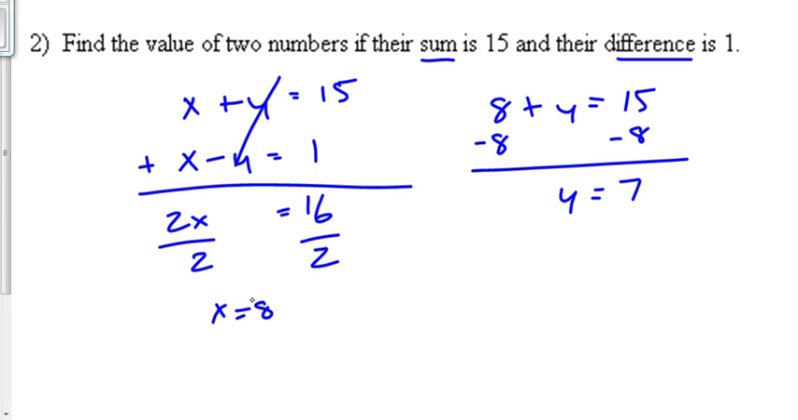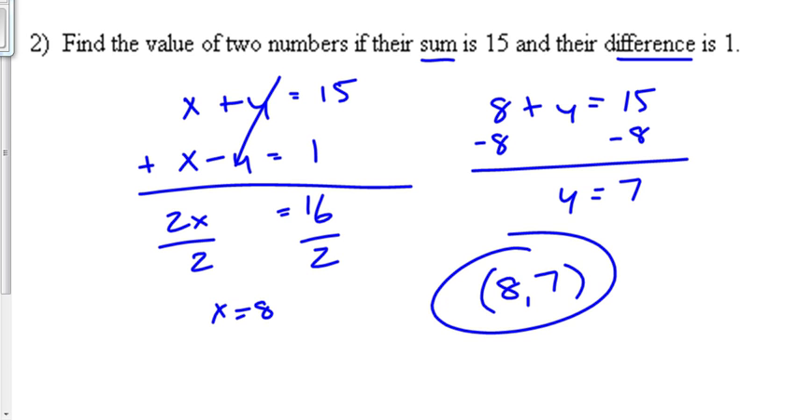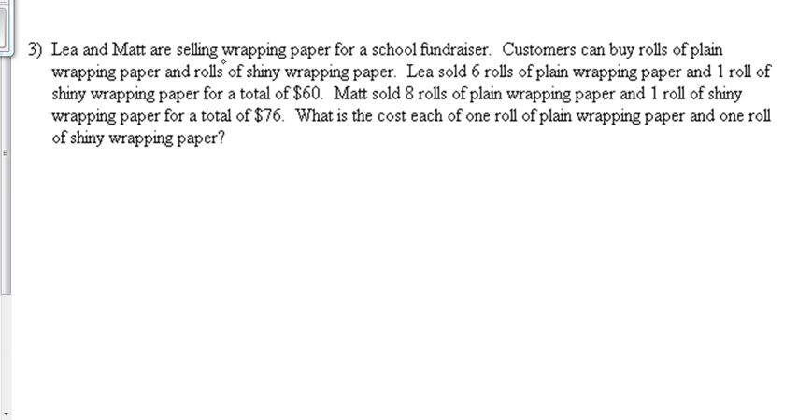Since I used the variables x and y, I could go ahead and write my answer in ordered pair form. But it's not really asking for that. They're just asking what two numbers would they be. So 8 plus 7 is 15, and 8 minus 7 is 1. So the sum is 15. The difference is 1. Okay.